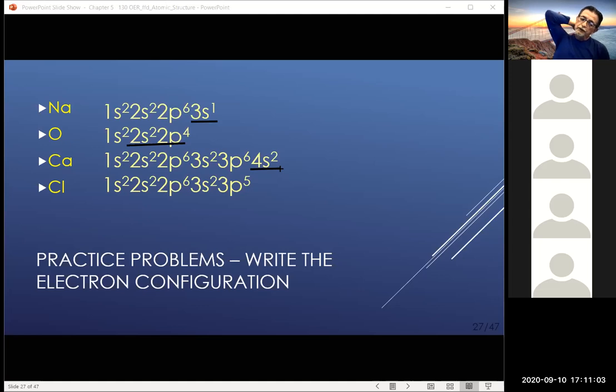Any idea? If the calcium element were to lose those 2 electrons in the 4s, what will be the charge of the new species created called the calcium ion? Wouldn't it be +2 because it's losing 2 electrons?